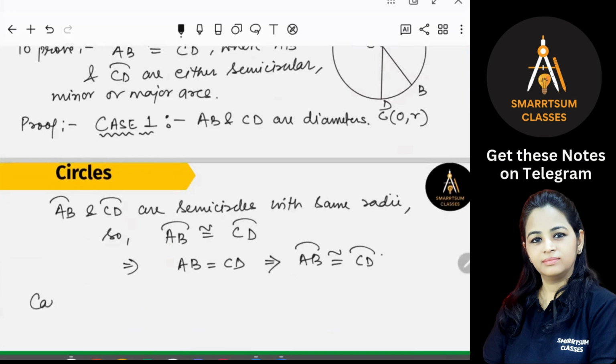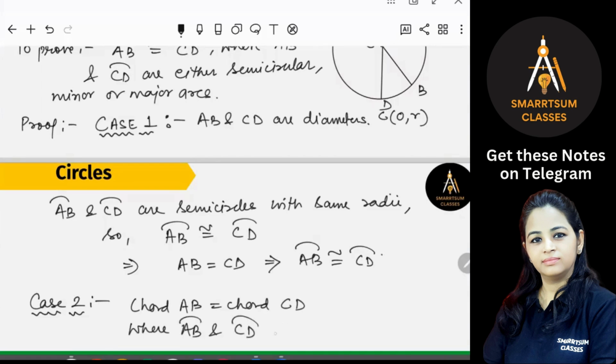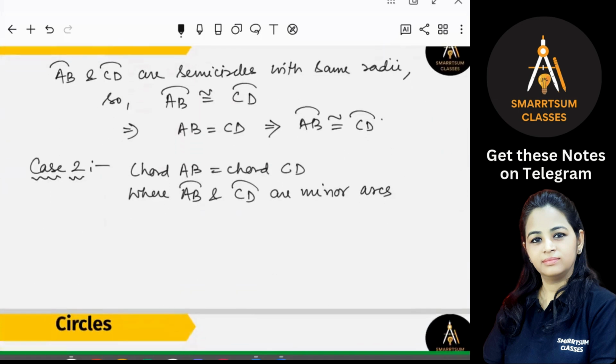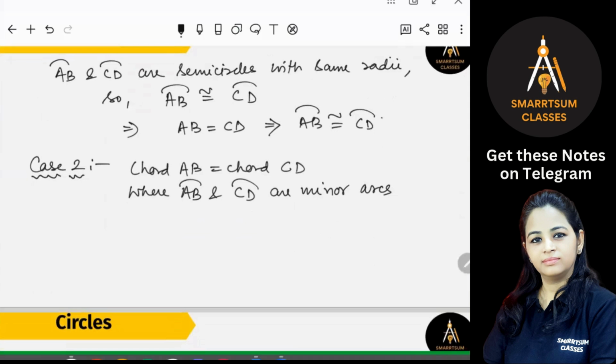Now look at case two. Case two, when chord AB is equal to chord CD, where arc AB and arc CD are minor arcs. So we have assumed this time in case two that these are minor arcs. Now if these are minor arcs, what will we do?